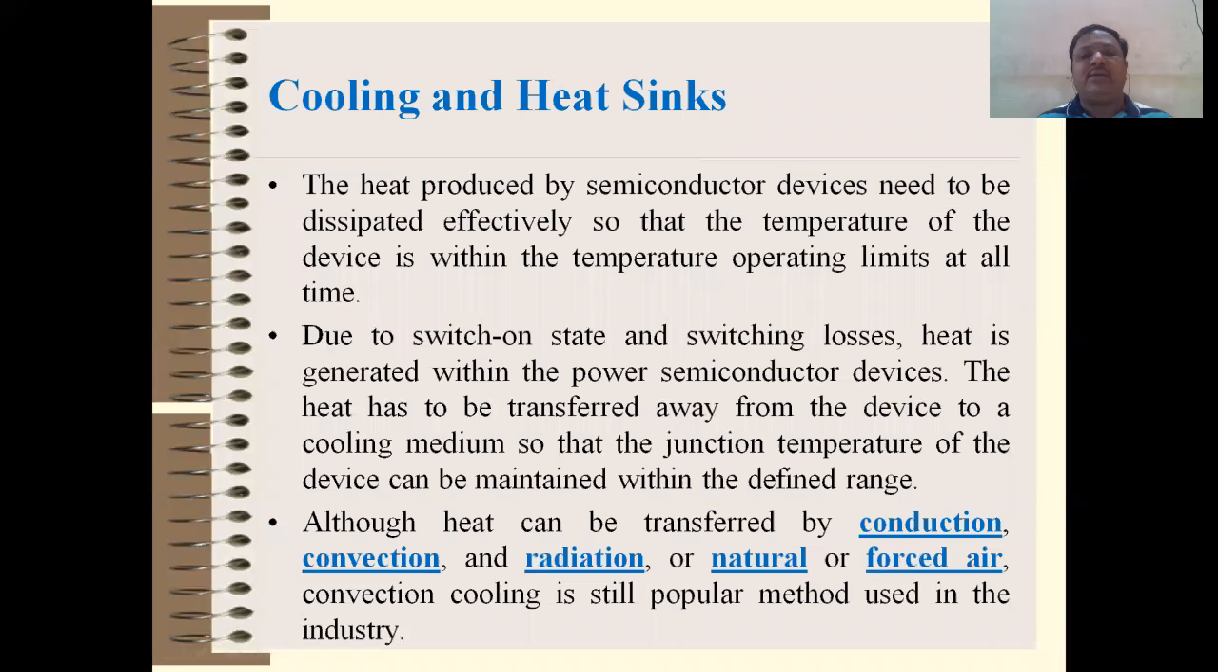So your power devices should be protected from three different sources. One is temperature, another is high voltage spikes, and then high current spikes. So there are three different sources that may damage your power devices. One is excessive heat that is produced inside the device during switch on and off time.